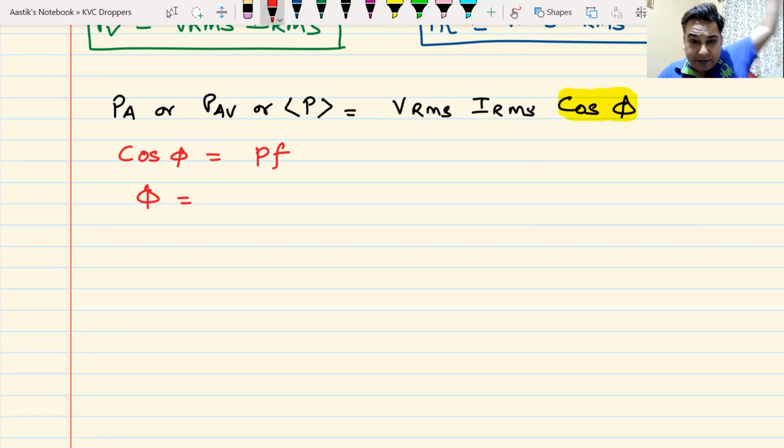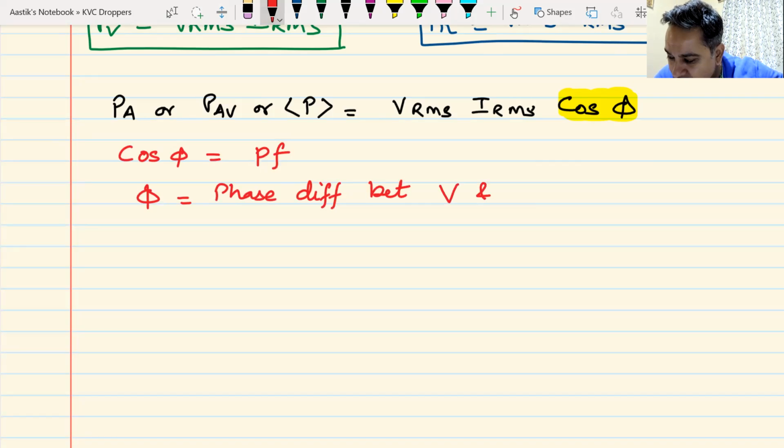This phi, if you remember from the very first class, is the phase angle or phase difference between voltage and current. This phi is the phase difference between voltage and current.